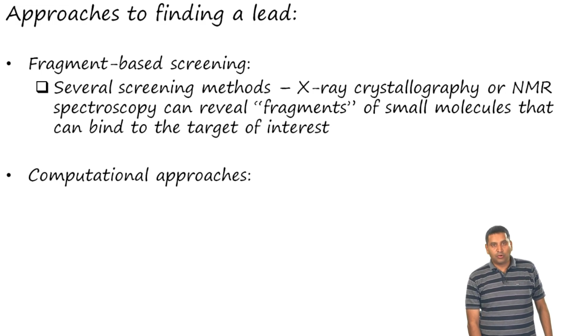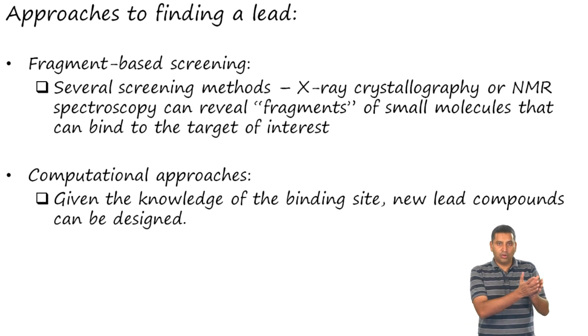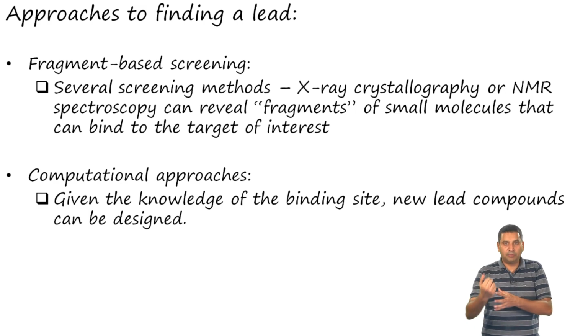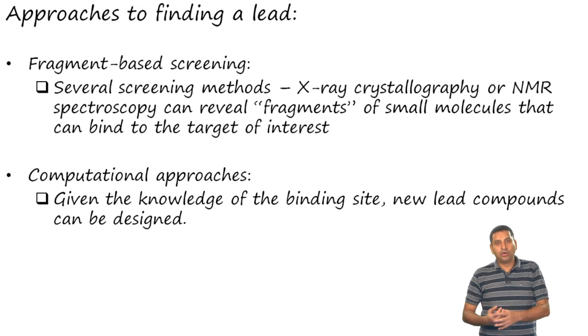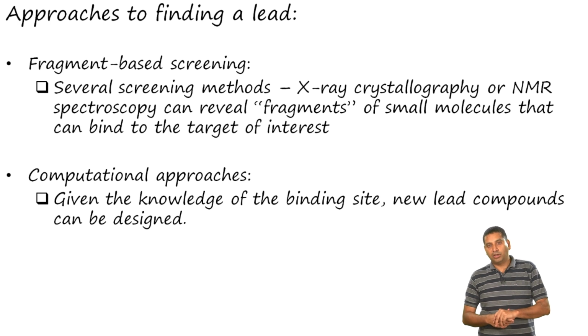Okay. Of course, a very popular method is to use computational approaches. So, here again we should have knowledge of the binding site. Once we have that knowledge, you can design new lead compounds through what is known as virtual screening. So, there are certain interactions which are important in the binding site, and those interactions are exploited to design compounds to hit the target. So, again we will go into this in detail during the later part of the course, but these are the major ways in which one could find a lead compound.